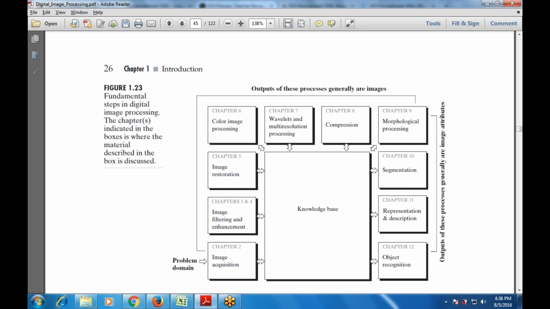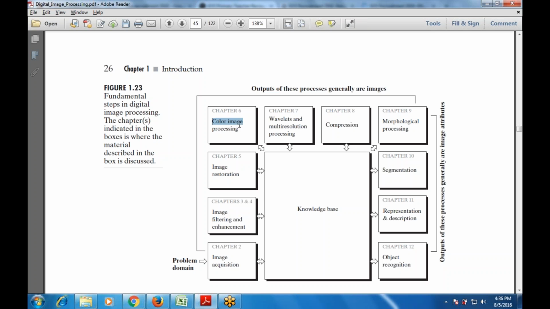So it starts with chapter number 2, that is image acquisition. Then 3 and 4 are image filtering and enhancement. So one is image acquisition, that means we gather, we acquire the information. Then next is image filtering and enhancement, how we can filter the image and how we can enhance the image. The next one is image restoration, how we can restore the image.